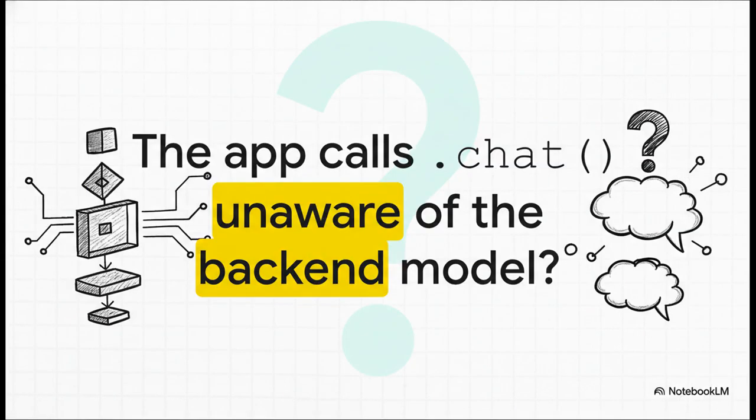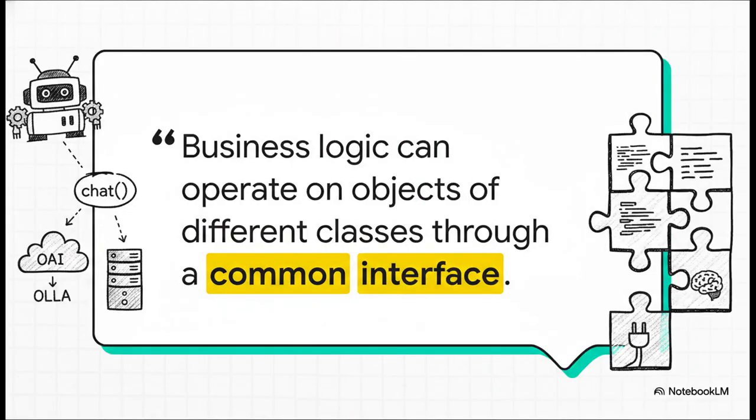So the main application code just calls a standard .chat method, and it has absolutely no idea if it's talking to OpenAI or a local Llama model. That is the power of it. Your main business logic is totally decoupled from the LLM implementation.